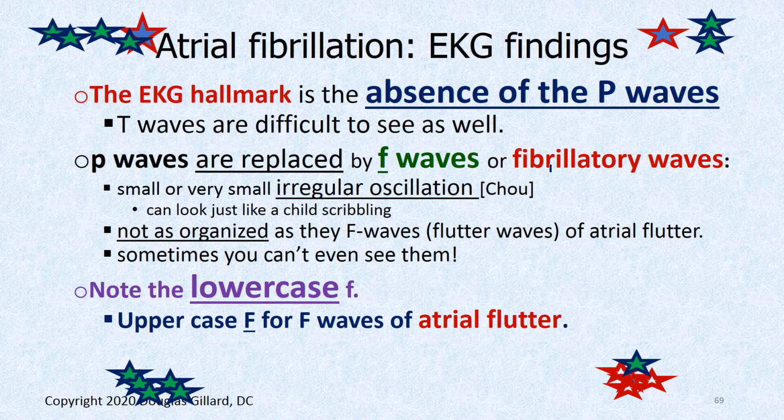The EKG hallmark, there will be no P waves, so that's step one. The P waves are replaced by what looks like a child scribbling. We'll show you that in a second. But those are fibrillatory waves. Those are spelled with a small f, fibrillatory waves. Chou makes a big deal out of that, because capital F waves are actually flutter waves, and those look like a cross-cut saw. Those are really easy to spot in someone in atrial flutter. Atrial fib can be a little tricky sometimes. You have to look at all the leads. So it should be lowercase for fibrillatory waves.